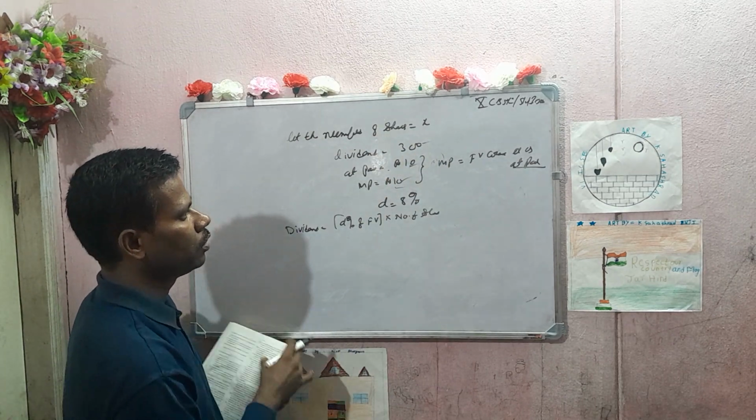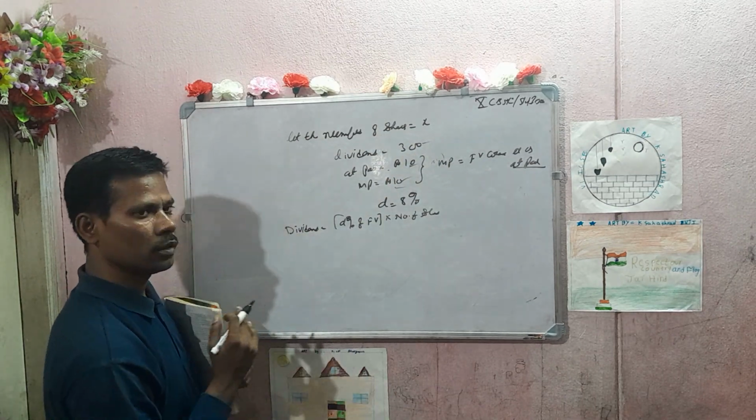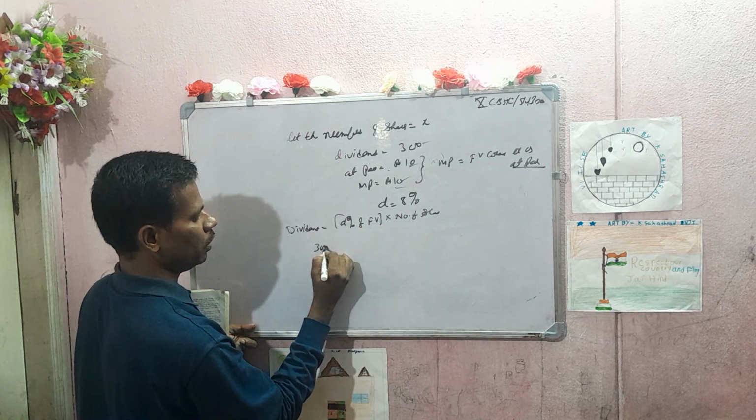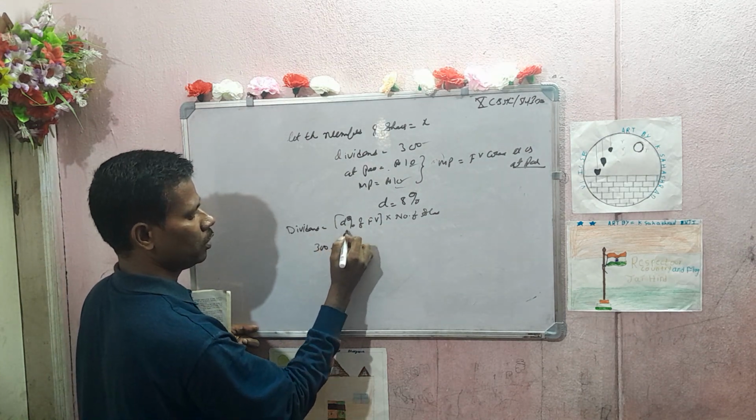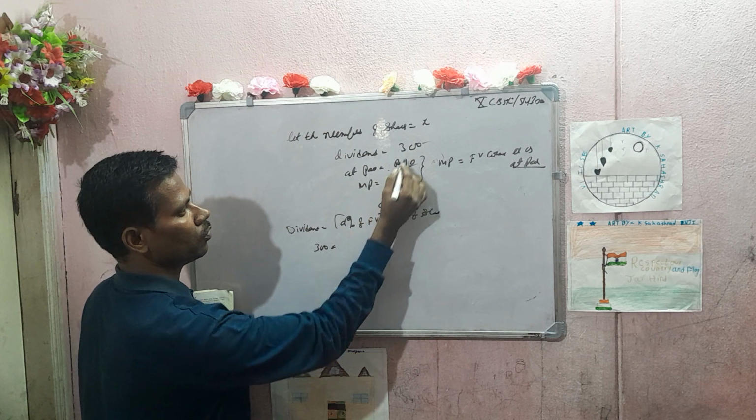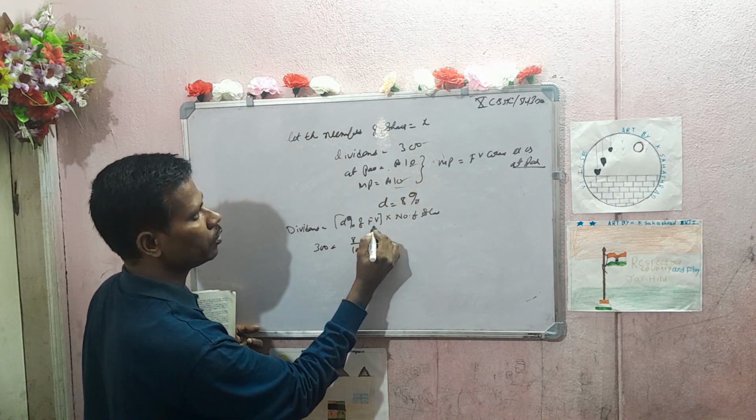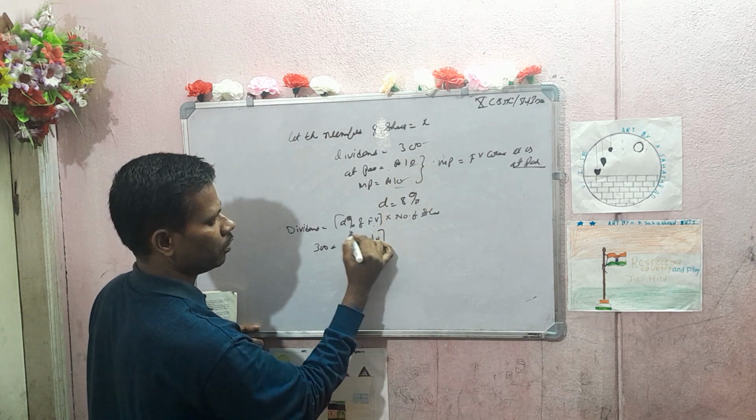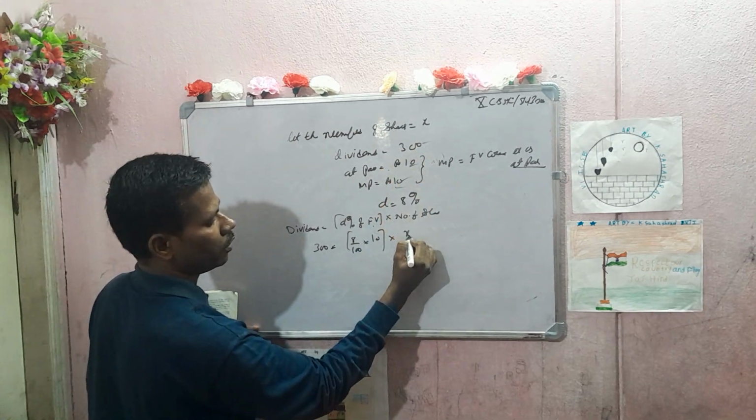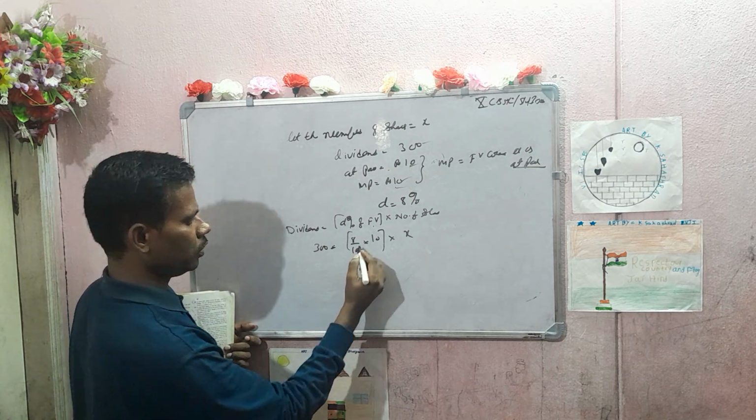Next, here dividend is nothing but 300. Dividend percentage, what is given? 8. 8 by 100 into face value. Face value is 10. Number of shares, X.